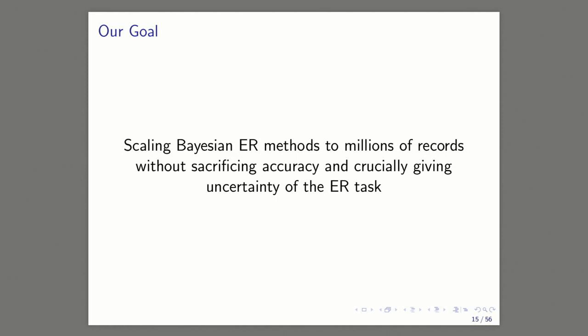Okay, so I'm going to show that we can actually scale Bayesian entity resolution methods to millions of records without sacrificing accuracy and crucially giving uncertainty of the entity resolution task. What I did in the previous papers is I built a methodology for categorical and textual data, showed lots of sensitivity analyses, and applied it to many different data sets. In this work that my PhD student Neil is leading, he's taking the model and putting it in a distributed setting. So first I'm going to lay out the large ideas that we're doing here, and then I'll lay out the model if you'll just be patient so you can see all the details.